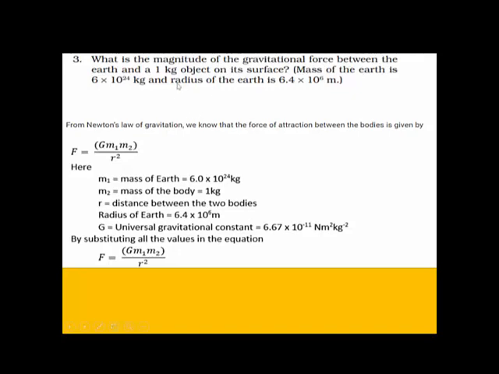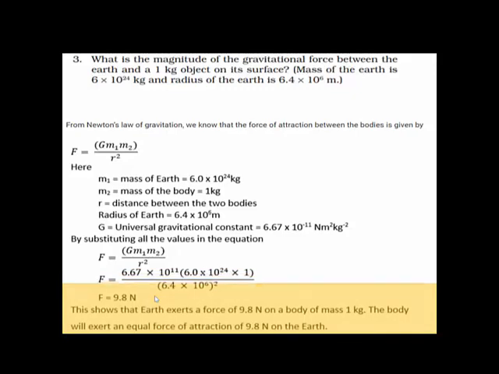This is nothing but the radius of the earth, which is 6.4 into 10 to the power of 6 meters. Even if this 1 kg object is at 1 meter or 2 meters from the earth, we will ignore that distance because it is very small as compared to the radius of the earth. We will only consider the radius of the earth. So we know R, and you know G also. What you are supposed to do is substitute the values in this formula and tell me the answer.